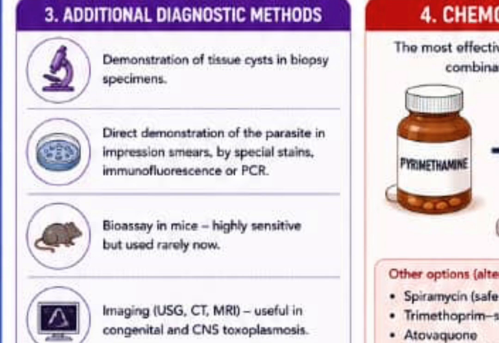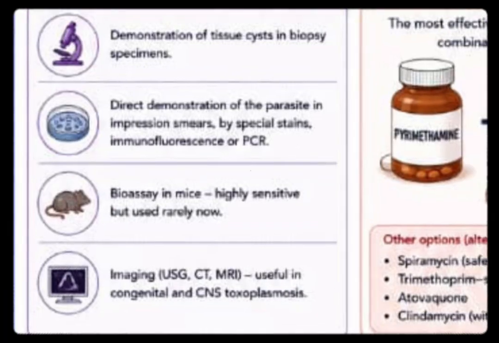So if it enters into the CNS, you can use an MRI or a CT, or you can use an ultrasound to check for congenital CNS toxoplasmosis. I get it now. Now you can do a tissue biopsy. Take that tissue that contains a cyst.